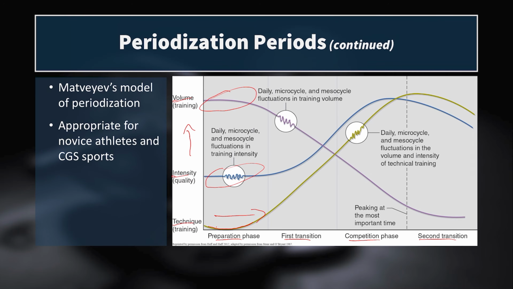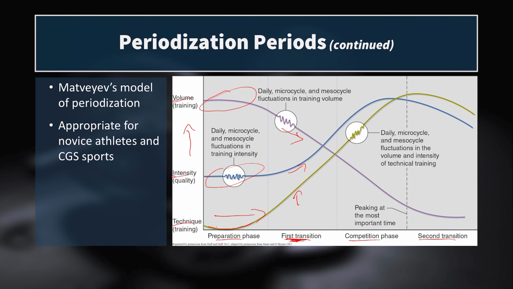Now, as we get closer to competition and we enter the first transition period, which is typically where the preseason starts, now we start to add in more time spent on technique training and tactical training. So we see this curve go up here. Intensity starts to ramp up as well, and the volume starts to drop so that we can dissipate some of that fatigue that we were developing during the off season. It also drops because the training focus shifts away from work capacity and hypertrophy and more towards strength and power development.